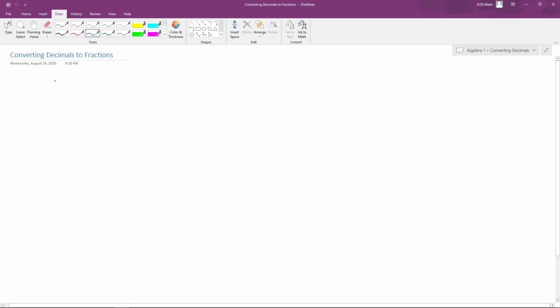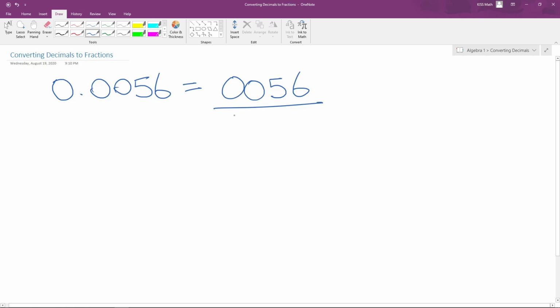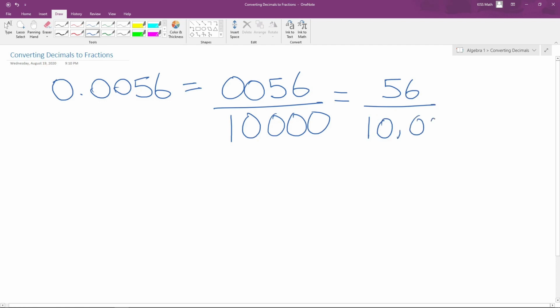How about something like 0.0056? Well, same thing, you take everything after the decimal as the numerator. And then we're going to have 1, 2, 3, 4 zeros. Now, 0056 is the same thing as 56. We typically don't write the leading zeros here, so this will just become 56 over 10,000.